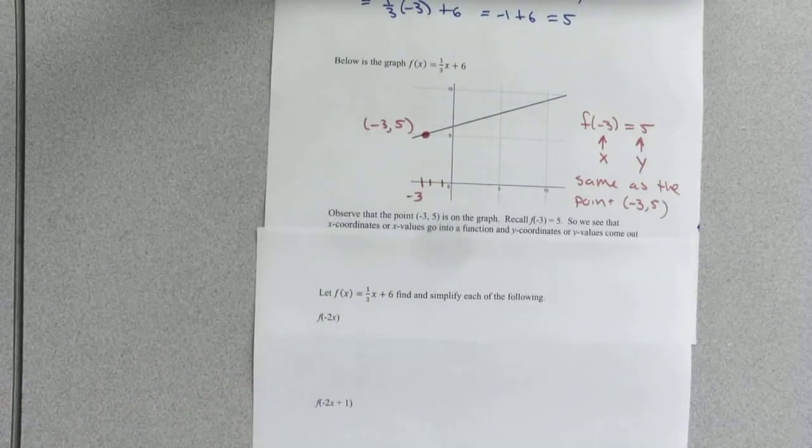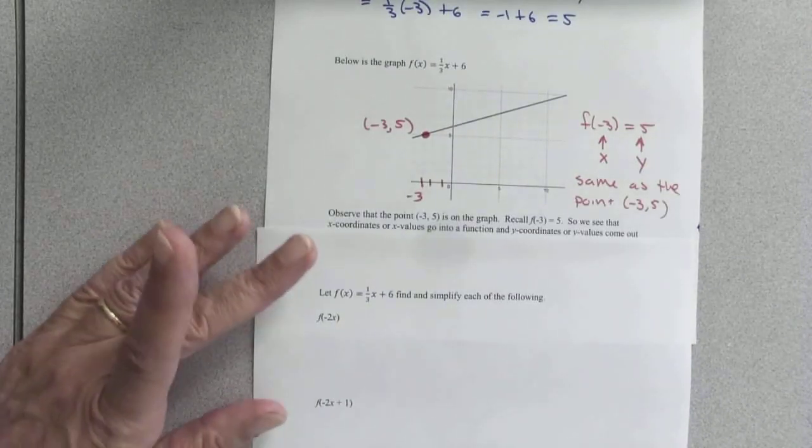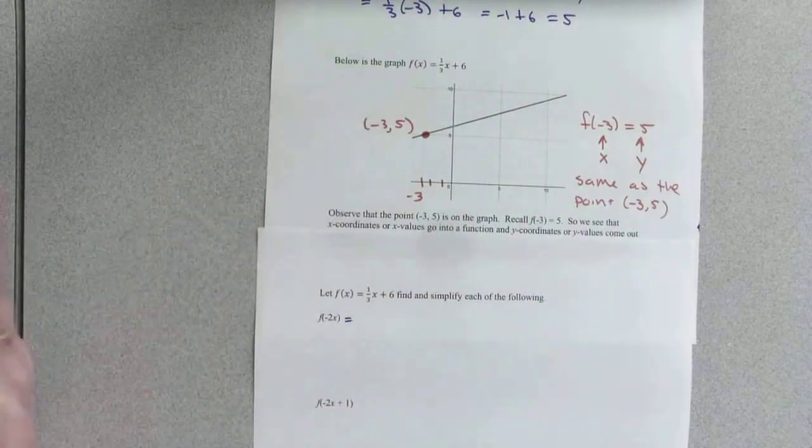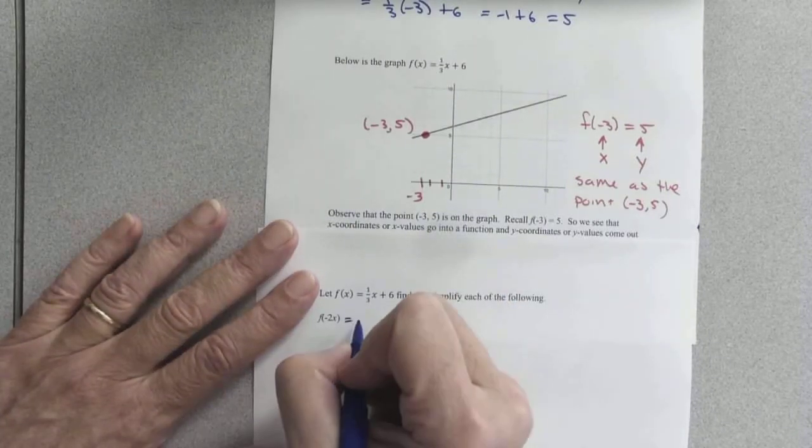f of -2x, f of -2x, and it means the same thing. Now this has a tendency to bother students because it's not going to be a pretty nice, neat answer like 5 was, but it means the same thing.